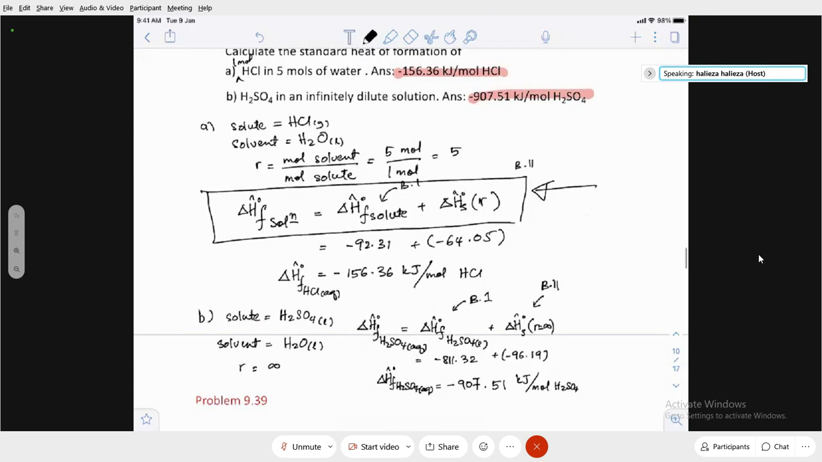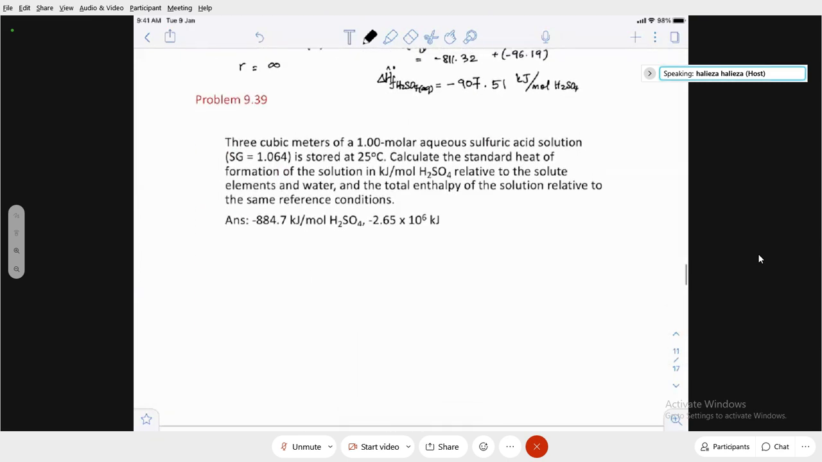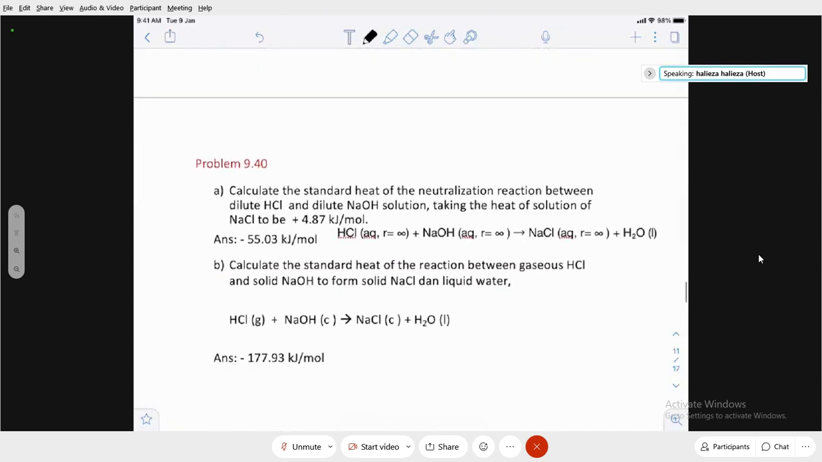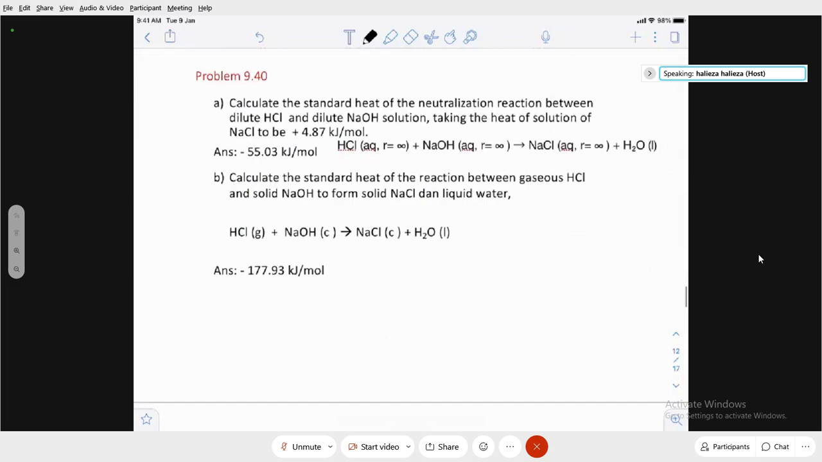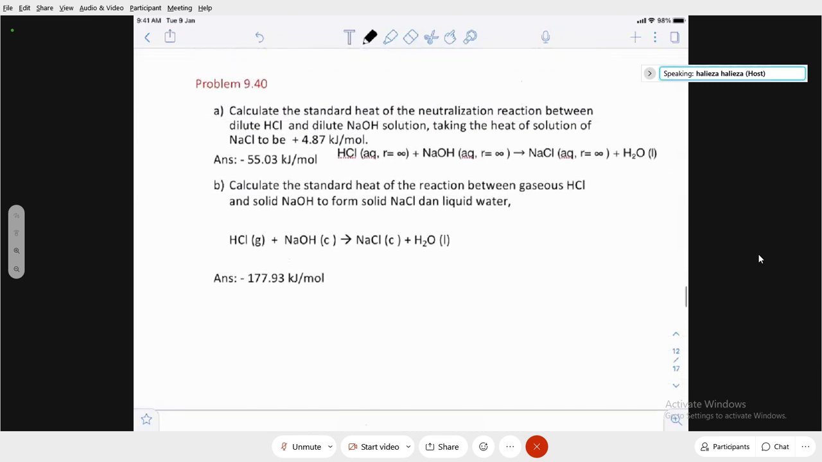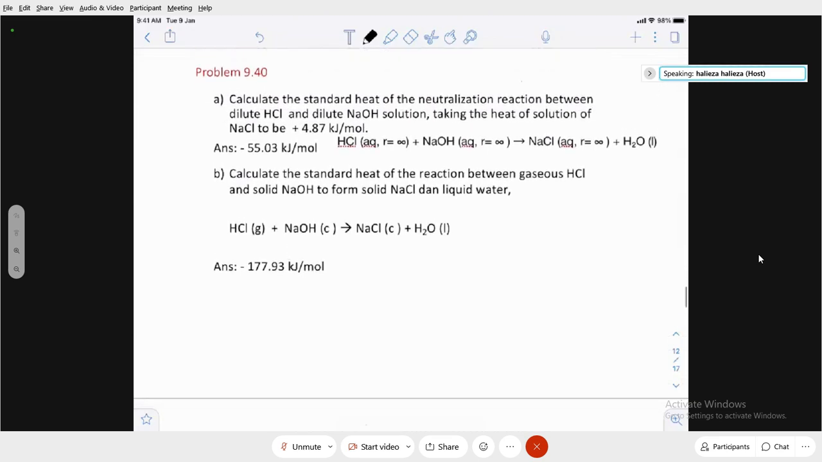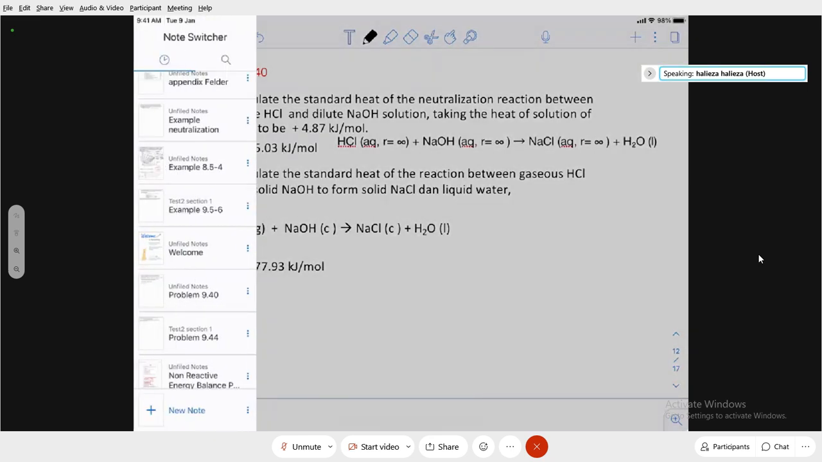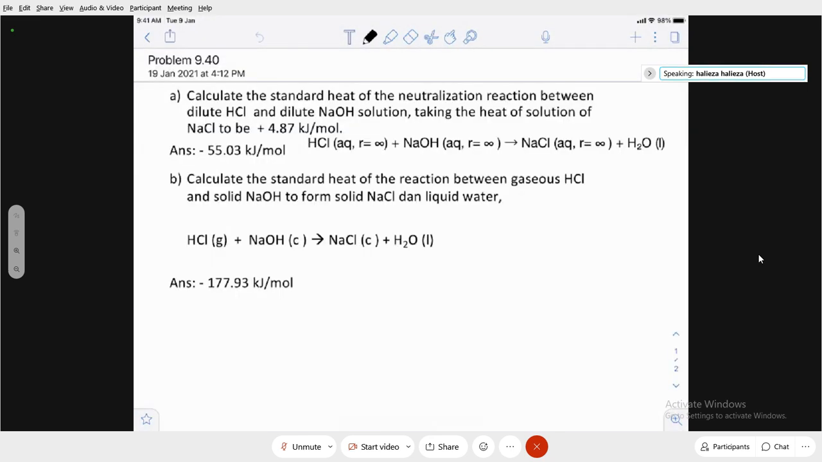So now let's have a look at, I'm not going to do this example. Actually, you can look at the solution yourself. This is one example whereby you're going to calculate the heat of neutralization. I'm not going to use this note over here to do the example because the space is too little. I'm going to solve it here.